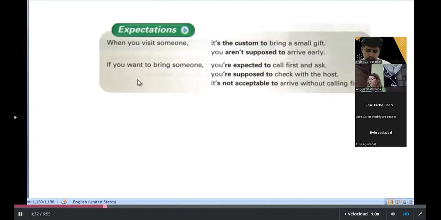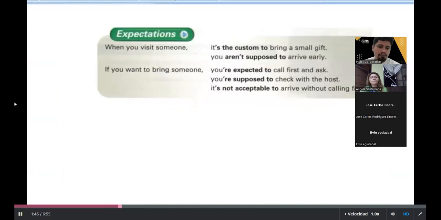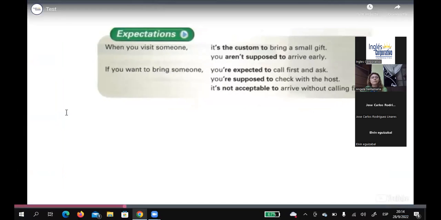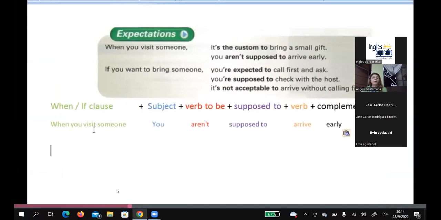If you want to bring someone, you're expected to call first and ask. You're supposed to check with the host. It's not acceptable to arrive without calling first. So let's try to understand this particular idea here. What I'm going to do is I'm going to write the structure, and I'm also going to borrow one of these examples that you see there.